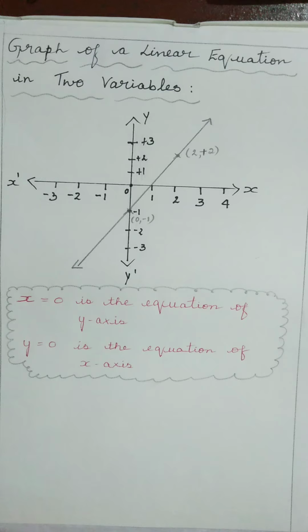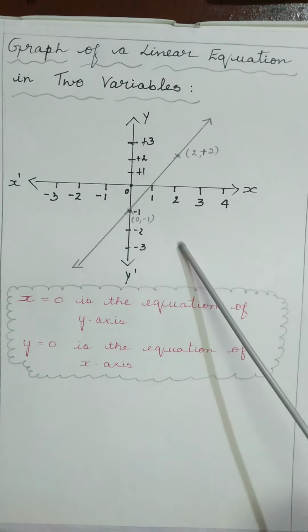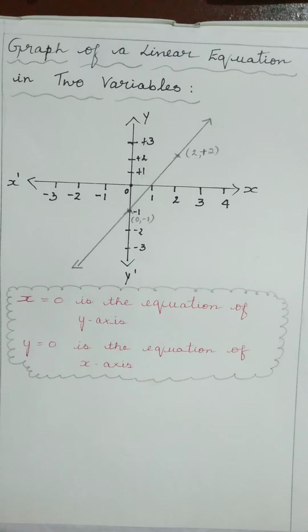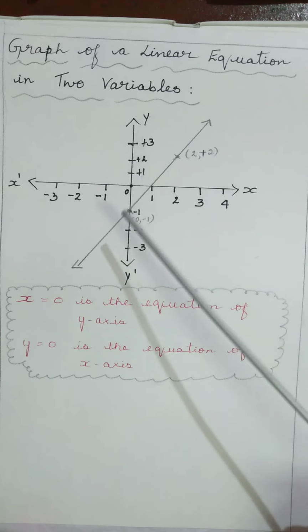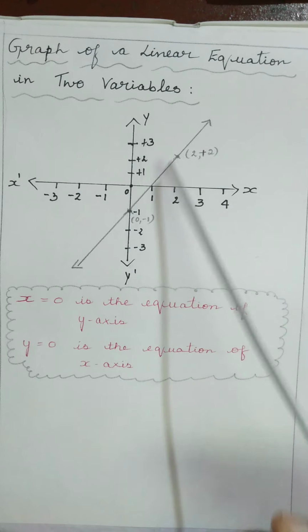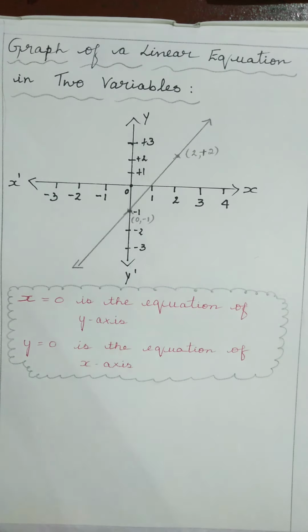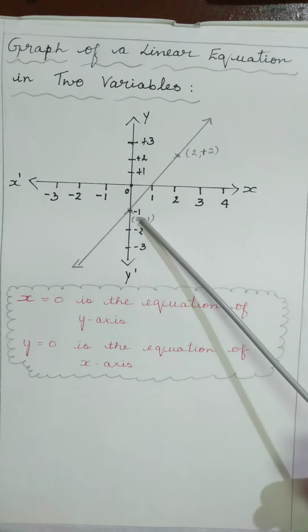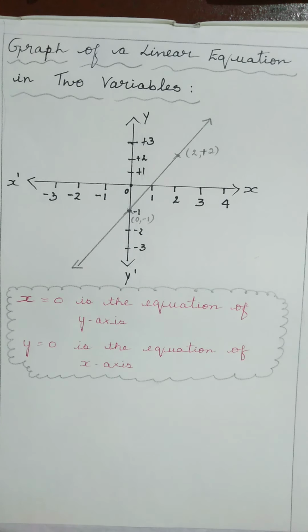A linear equation in two variables is represented graphically by a line whose points, you can see there are 2 points in this graph which make up a straight line. And these points are the solutions of the equation, and this is called the graph of the linear equation. So to obtain a graph of a linear equation in two variables, it is enough to plot 2 points corresponding to two solutions and join them by a line.